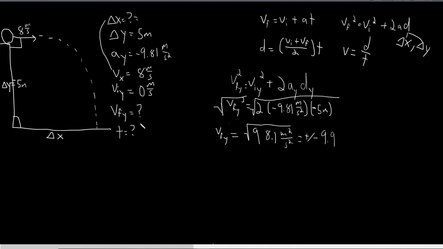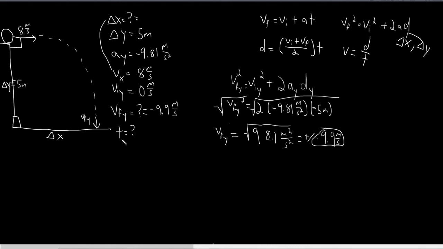So now I'm going to need to look here. My VF is taking place right here in the y direction, so VFY. And that's downward, so I know that I need to go with the negative sign. It's meters per second, all right? It's downward, so it has to be negative 9.9. Okay, so we figured out the final velocity in the y direction: negative 9.9 meters per second.